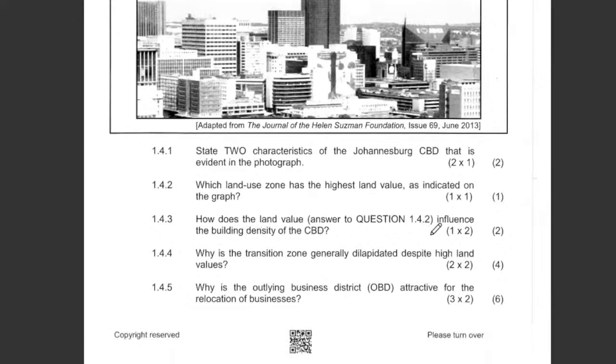How does the land value in that answer above influence the building density? Automatically, if the land value is high, every business person would like to put their business where the land value is high, or to develop the land. So where the land value is high, many businesses are attracted. And if very many businesses are attracted, it simply means we are going to have more buildings. So building density is going to be high where the land value is high.